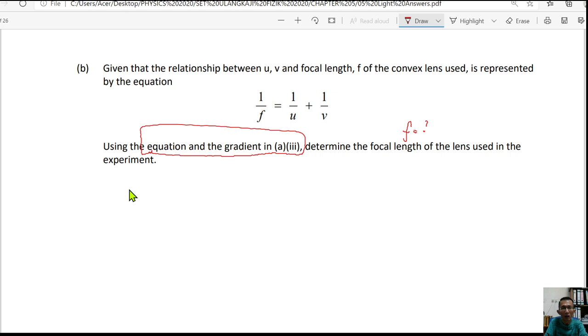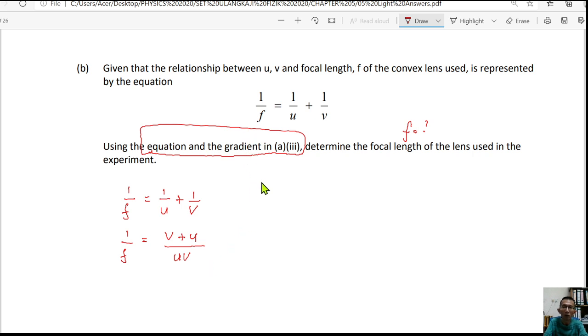So we start by writing down the equation given. 1 over f equals 1 over u plus 1 over v. So that will be 1 over f equals (v plus u) divided by uv. Follow?